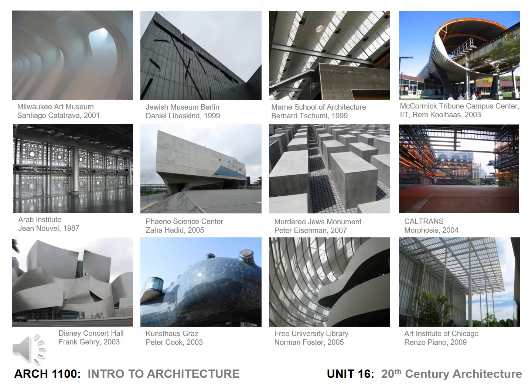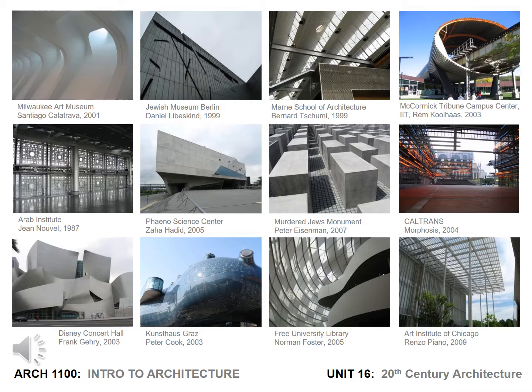The Free University Library by Norman Foster. We talked about Foster's work earlier being related to structural expressionism in the 1980s. His more recent work, I think, continues some of those ideas, but also becomes very interested in sustainability. This building features a double-skin facade that actually breathes and regulates the temperature, so that for 60% of the year, this building can be controlled by natural ventilation alone in terms of its heating and cooling, and saves a tremendous amount of energy over a traditional library building.